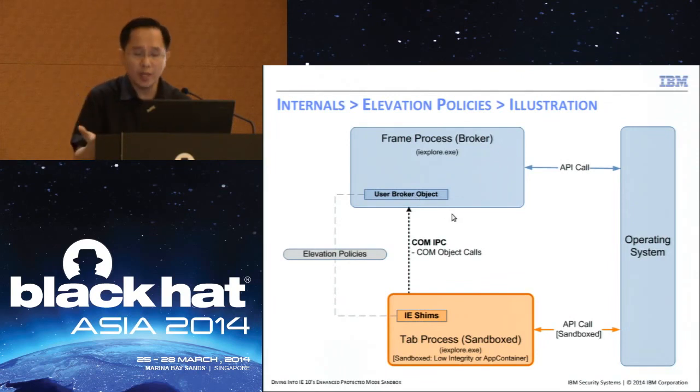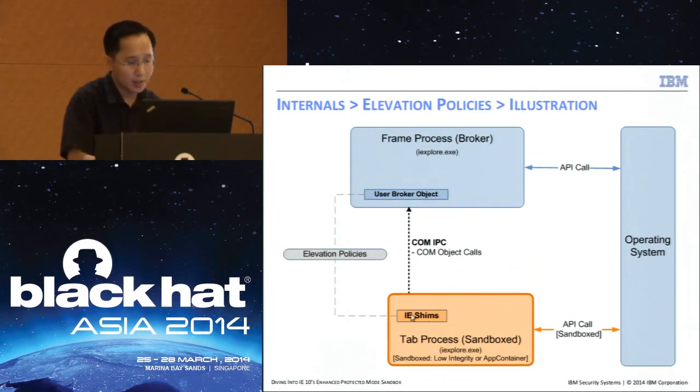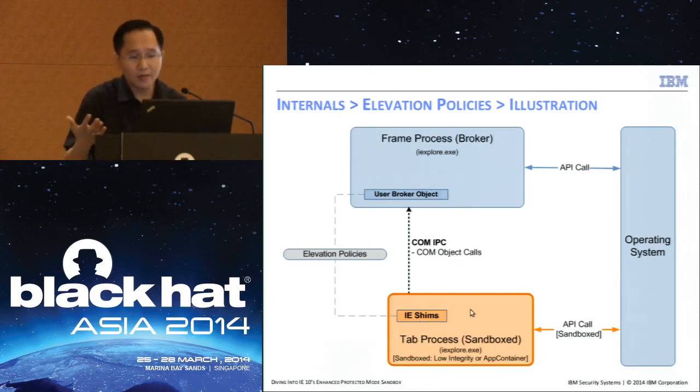Now suppose CMD is being executed. What will happen is that IE shims will consult the elevation policies and will find out that cmd.exe should be prevented from launching. So the API call will be ignored. You might think that we can just directly forward our API to the broker. But what happens is that the broker rechecks the API call, and the broker will find out that cmd.exe shouldn't be executed. And so the broker will just ignore our call.